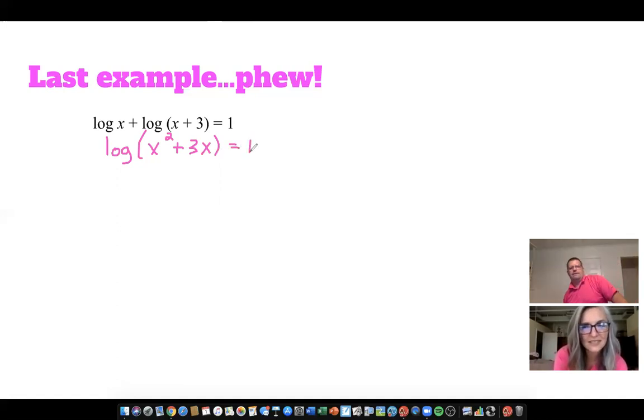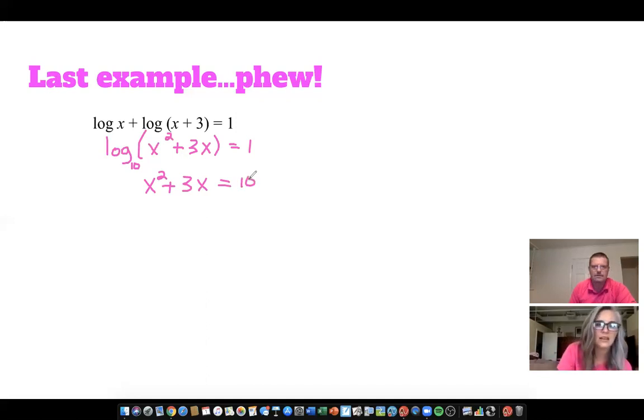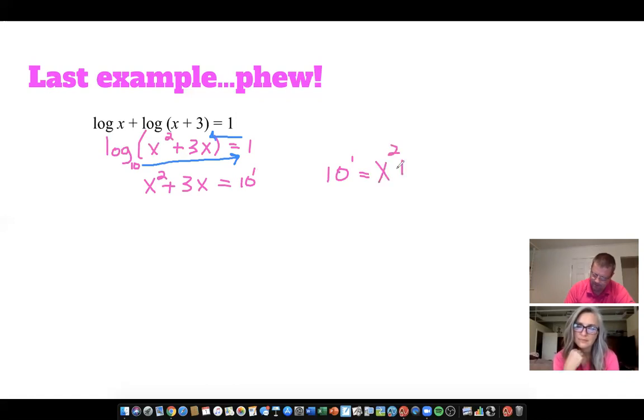So now it's a log equal to a number. It's not a log equals a log, but I know this is a 10, right? Yeah, so I can rewrite. Log equal to a number tells me to rewrite. So I have x squared plus 3x is equal to 10. Yep, you did that in a different order than we've been doing it. So what he just did, guys, was 10 to the first is equal to x squared plus 3x. He just switched the order. You might write it this way. That's fine. Same. Okay.